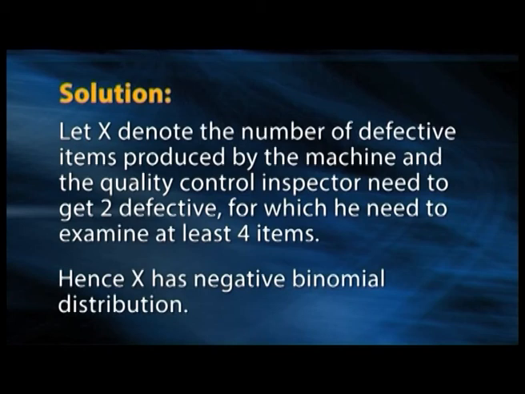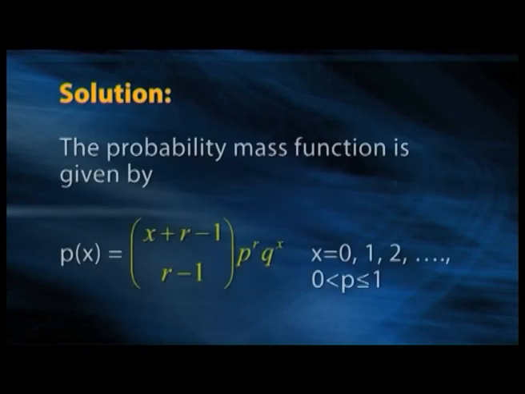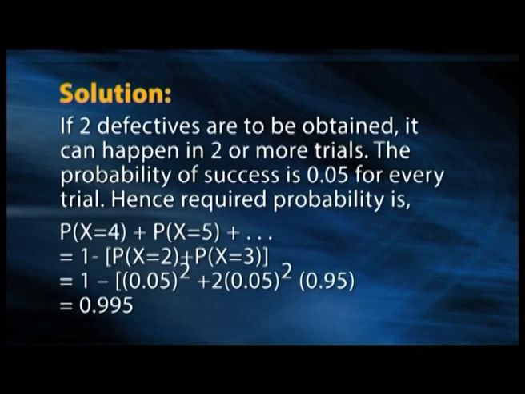Hence X has a negative binomial distribution. The probability mass function is given by P(X) is equal to (X plus r minus 1) C (r minus 1) into P power r into Q power X, where X takes values 0, 1, 2, etc. and P lies between 0 and 1. If 2 defectives are to be obtained, it can happen in 2 or more trials. The probability of success is 0.05 for every trial.